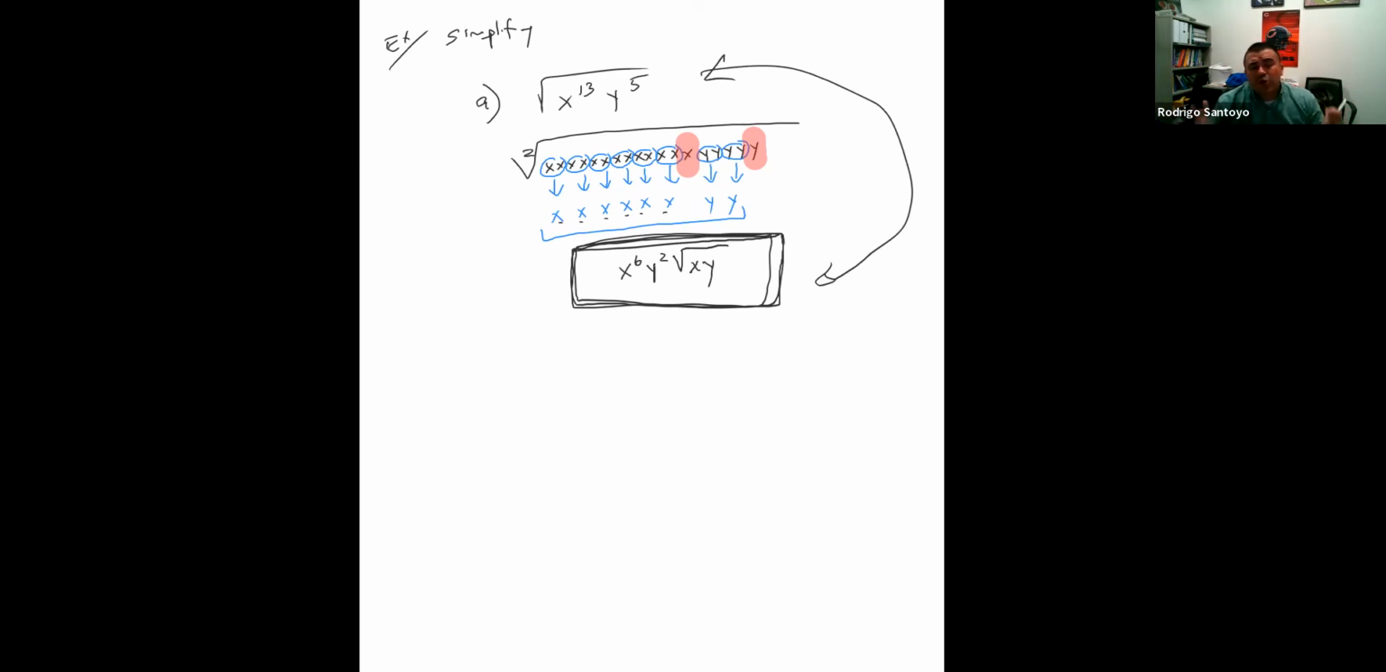So this is what you'll be doing on your homework. I did 2 very easy problems because these indexes were 2. But what if the index was 4? That means you would circle in groups of what? 4. Take a look at another example. 4th root of 80 x to the power of 5, y to the power of 9.